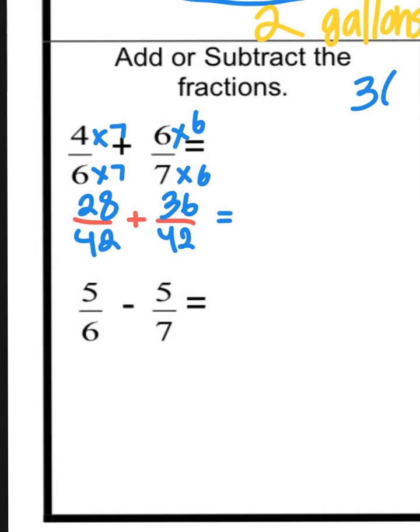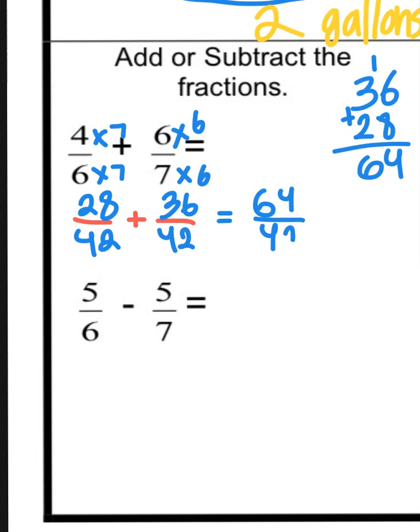We have 36 plus 28. 8 plus 6 gives us 14. Carry the 1. 1 plus 3 makes 4. 4 plus 2 makes 6. So it'll be 64 over 42.